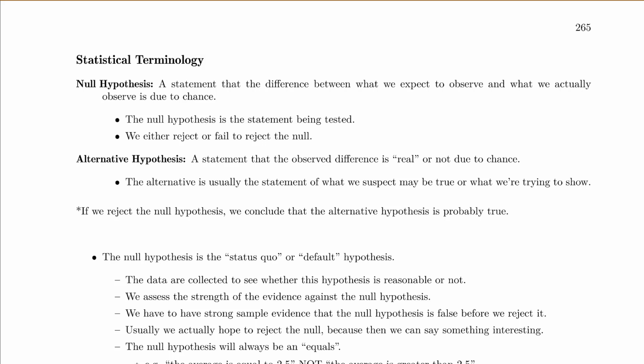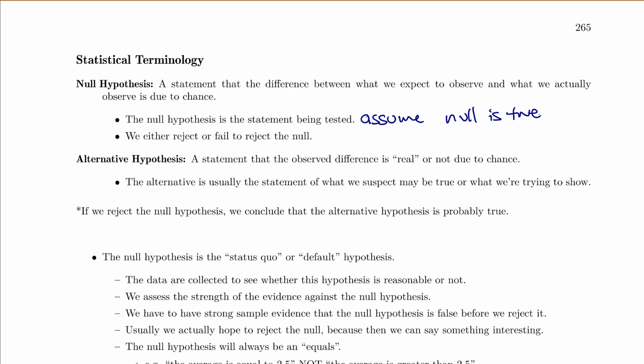Okay. So the null hypothesis will be a statement that the difference between what we expect to observe and what we actually observe is just due to chance. We're saying it was just chance error, nothing exciting is happening. So the null hypothesis is a statement that we actually test. All of our calculations are based on the assumption that the null is true. So we assume the null is true. Then we either reject or fail to reject the null.